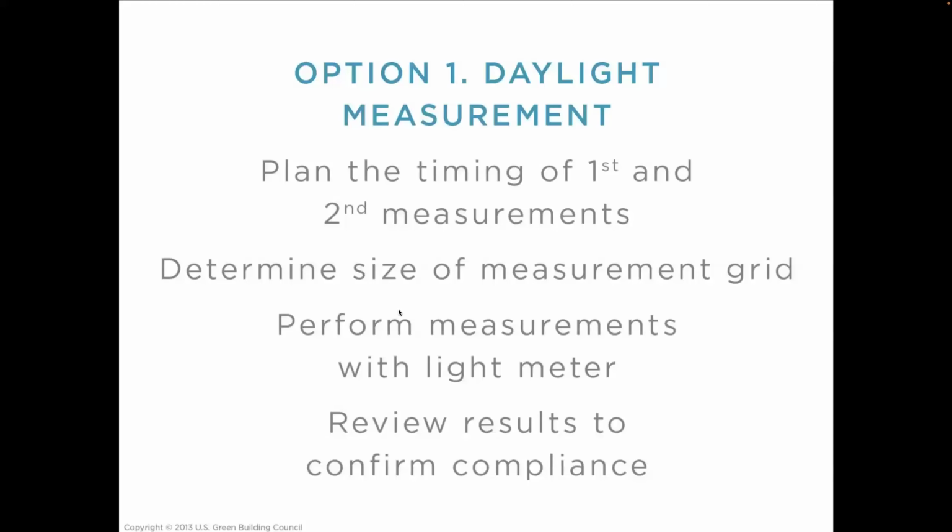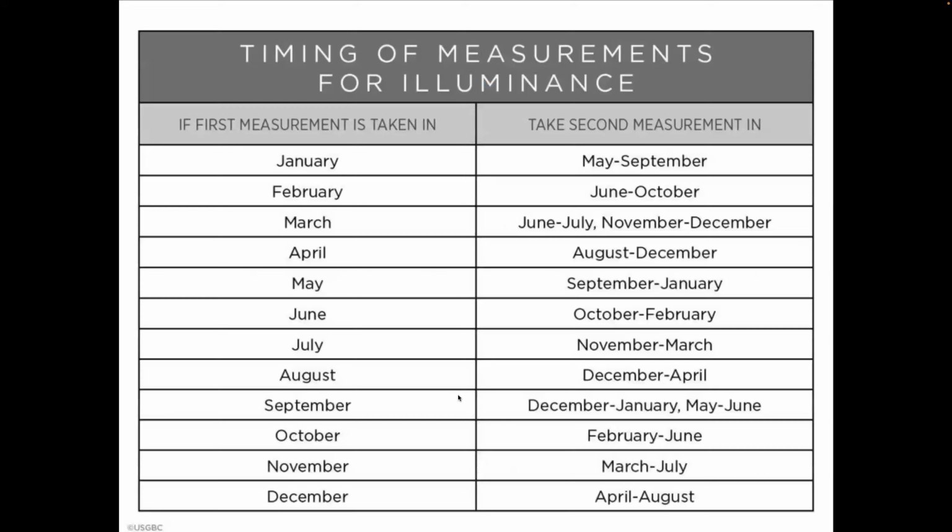All right, so determine the size of the grid. So again, all this is in the reference manual and how you do it. They literally give you pictures and written descriptions on how you do it. Again, this is pretty challenging though. Perform the measurements with a light meter, again, to see how many lumens you're getting, and then review results to confirm compliance. So you just have to have a certain amount of daylighting in these grids.